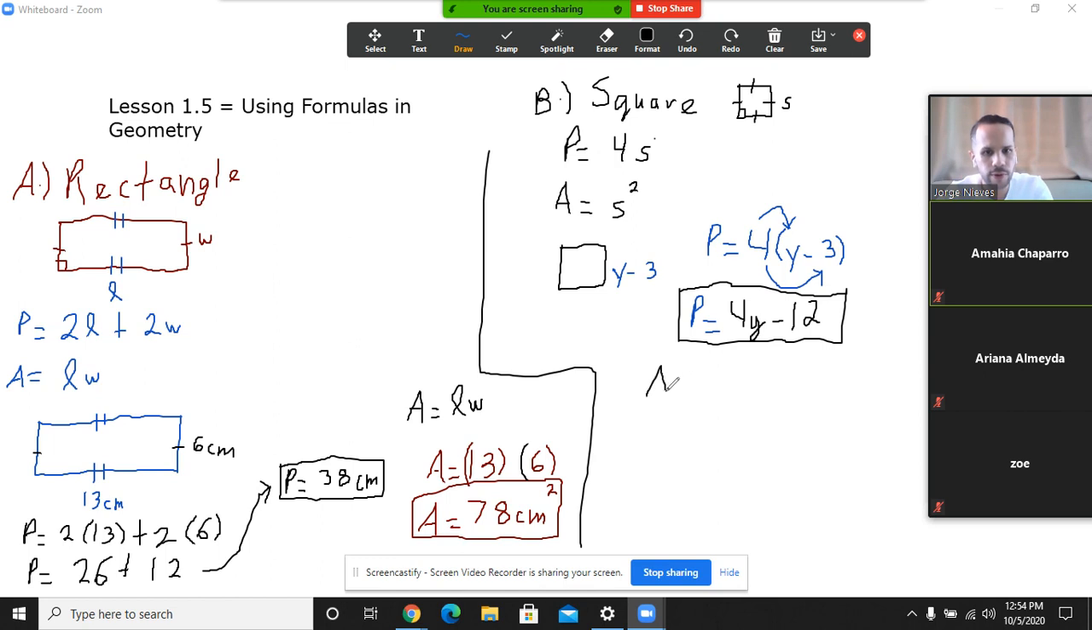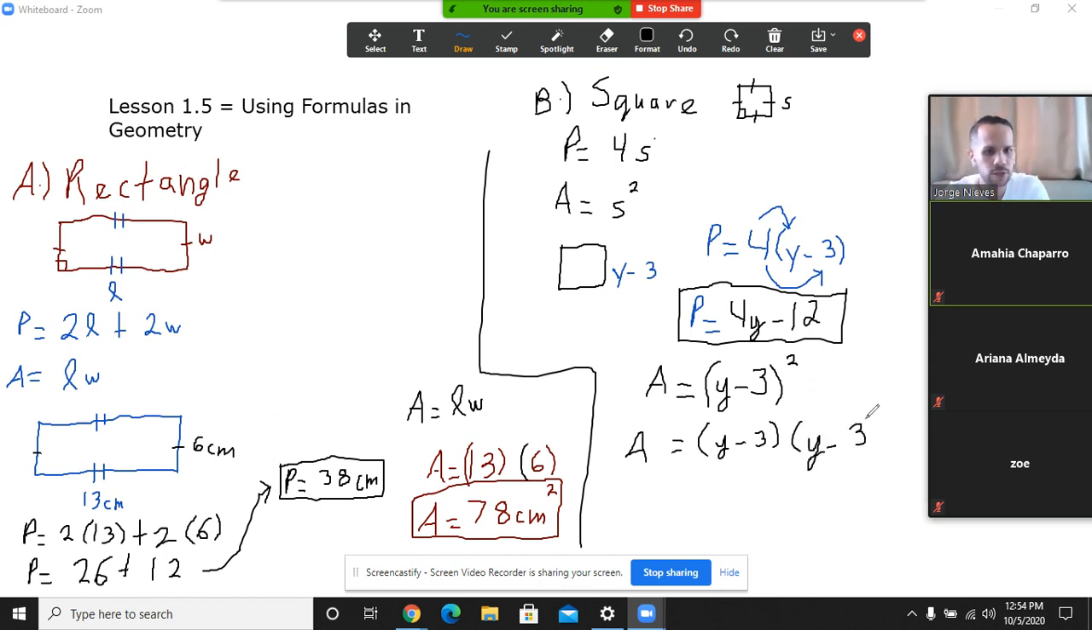So now we're going to do the area, okay? So the area formula is the following. It's going to be y minus 3, but what else do we have to include in that formula? It's going to be squared, as Amaya said. So this means that we're going to multiply y minus 3 times y minus 3. ¿Me entendieron eso? Because that exponent 2 tells you that we have 2 times y minus 3, okay? Because this exponent means that we got 2 times what is in the parentheses, okay?